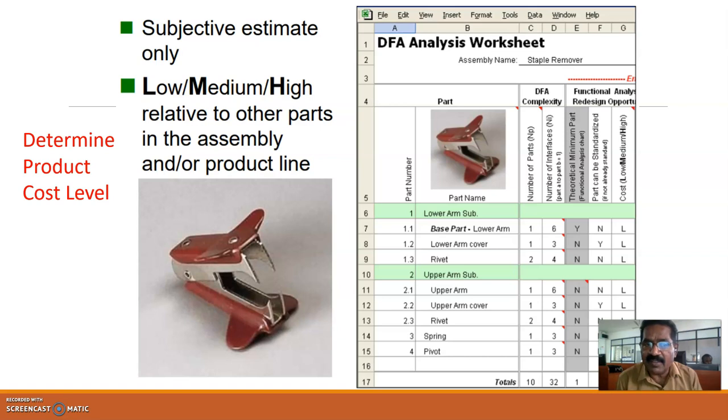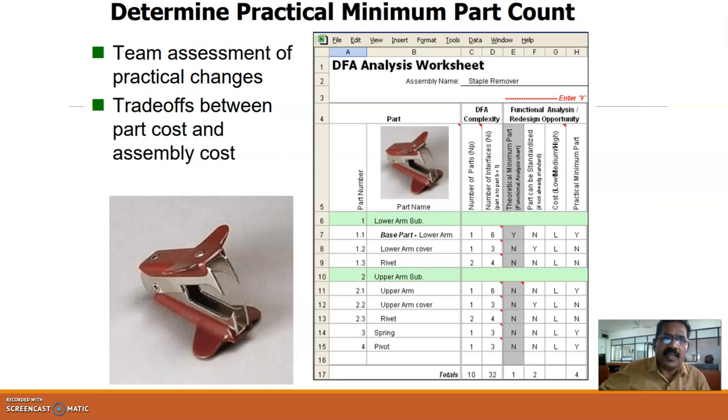Now, determine the product cost level. In cost level, we ask whether the cost is low, medium, or high. Classify the cost as a low cost one, a medium cost one, or a high cost one. Then determine the practical minimum part count. After doing all this, the team assesses the practical changes, and you have to trade off between the part cost and the assembly cost. On one side, the part cost will go up because you want to bring down the assembly cost. On the other side, if the part cost is reduced, the assembly cost will go up. So either way, you have to balance and trade off between the assembly cost and the part cost.